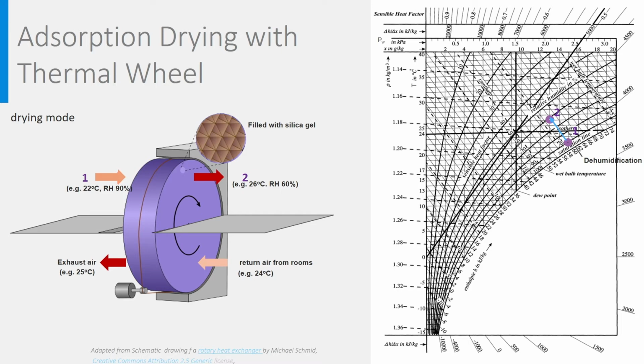This can be used in two different ways. First, to dehumidify warm and humid supply air. That's the configuration that you see here, where outdoor air at 22 degrees and 90% relative humidity is dried to 60% humidity at the expense of a temperature increase to 26 degrees. See Mollier diagram on the right.